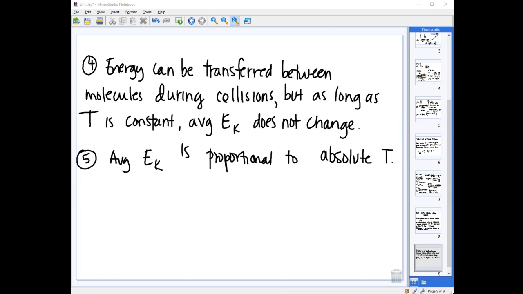So gases behave the way they do because they are in constant random motion, because they all contain kinetic energy. Because they're in motion, they have energy of motion, which is our kinetic energy. And there is a direct relationship between our temperature and our average kinetic energy. As we increase the temperature, we increase kinetic energy. And as we increase kinetic energy, we increase the movement of the gas.